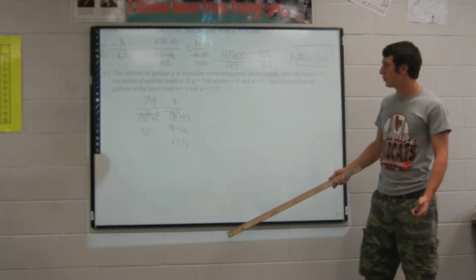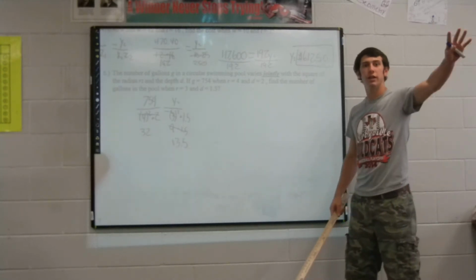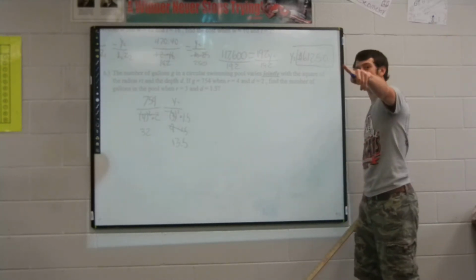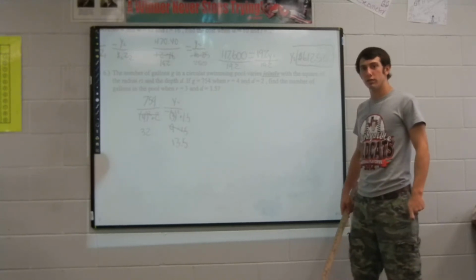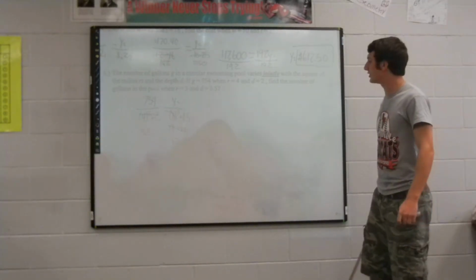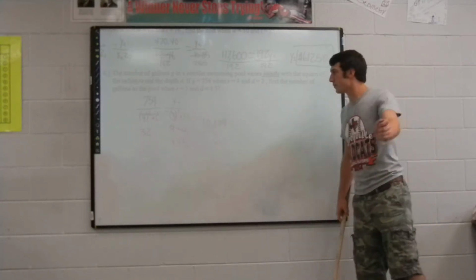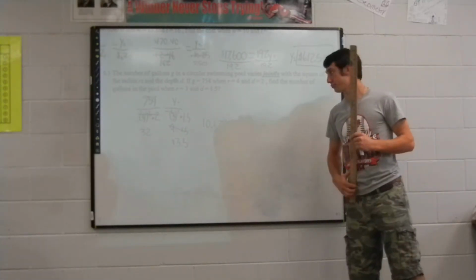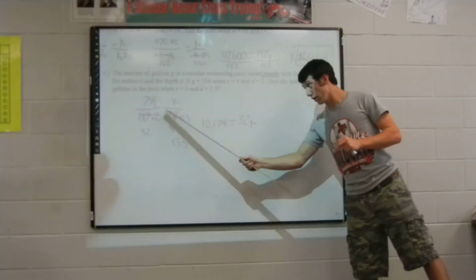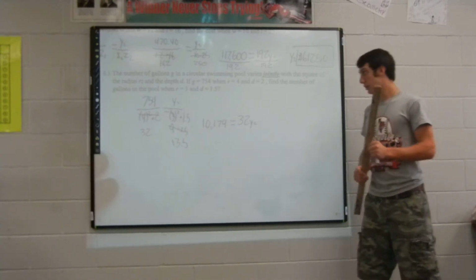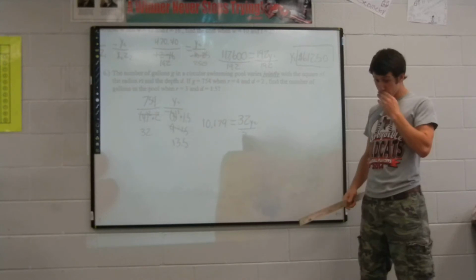Now, all you gotta do, cross multiply. What is 754 times 13.5? Hang on, class. I would like Justin to answer. 10,179. 10,179 equals 32 times G. Very simple. And be careful, because remember, you gotta square those. Now, what is 10,179 divided by 32?